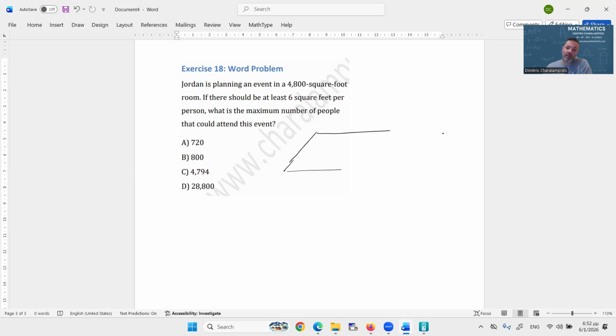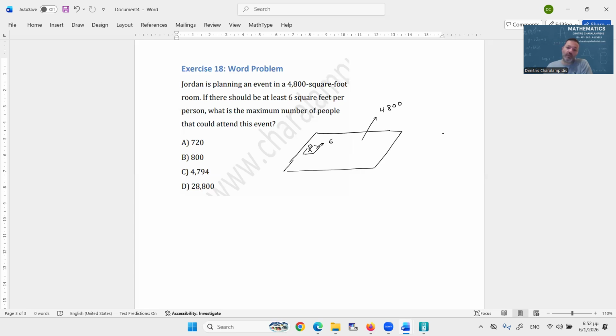We have a room that has an area of 4,800 square feet. Each person in that room needs a smaller area of 6 square feet. So, how many should there be at maximum in that room?